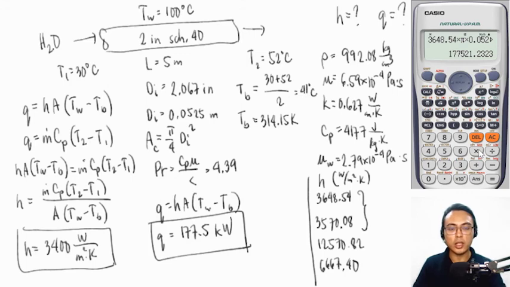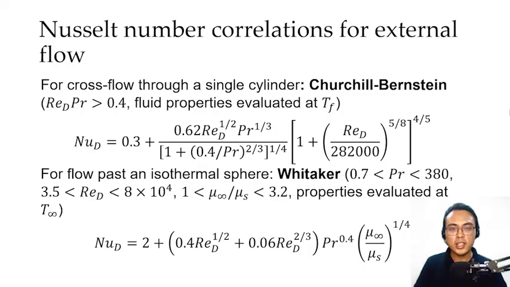Let's go back to the slides. Let's now discuss other Nusselt number correlations for external flow. In our previous example, the water is flowing inside of the pipe, but in some cases, the fluid is flowing on the outside of the conduits. For our first correlation here, this is applicable for cross flow through a single cylinder. When we say cross flow, that means that the direction of flow of fluid is perpendicular to the cylinder.